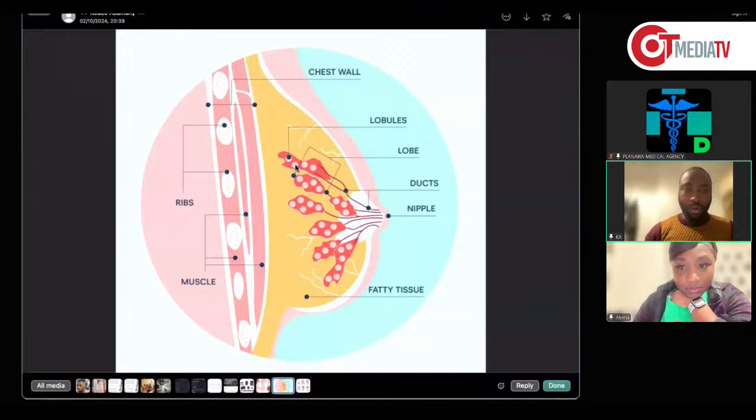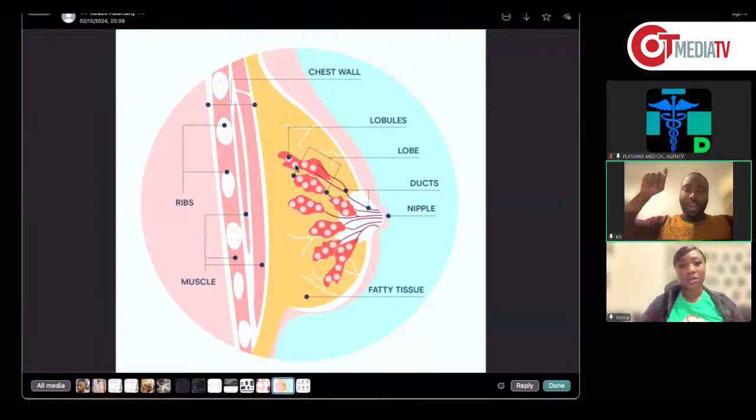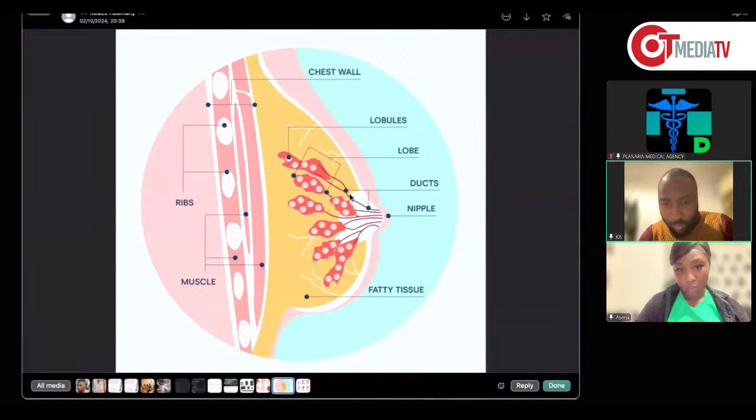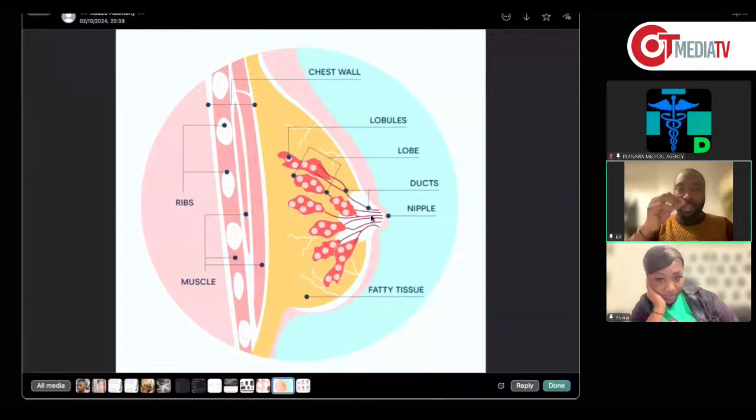And the lobes that you find over there are also part of the lobules. If you pay attention, they've done it from one end to the other, and the lobules are found inside there. And the ducts are tiny tubes, like a straw. You know when you put a straw in a drink and then you sip, that pipe. So what does it do?